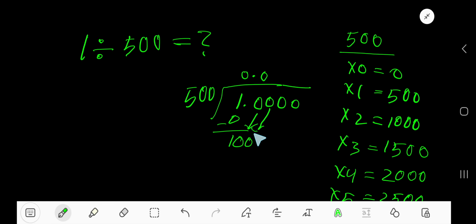100. 500 goes into 100. How many times? 0 times, as 100 is less than 500. Then bring down the next 0.